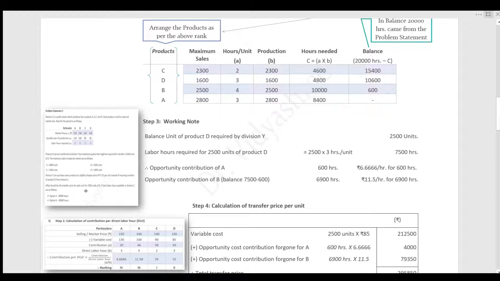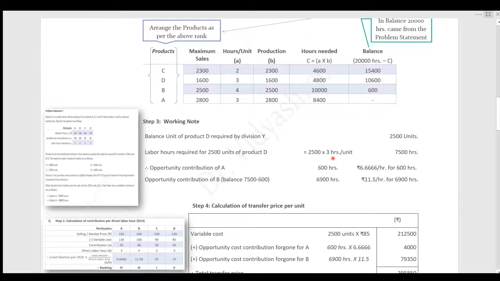What should be the transfer price for each unit? 2,500 units of D. So here also we can observe that product D can be transferred to division Y, but the maximum quantity that might be required for transfer is 2,500 units. Division Y is asking for 2,500 units. Well, 2,500 units is what we have to give to division Y. Let's see, to produce these 2,500 units, how much labor hours are required.